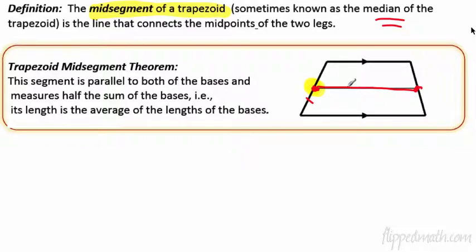Well, here's what we know about the mid-segment. Let's look at it first and see if we can figure it out. This mid-segment is a little bit longer than the small base and a little bit shorter than the longer base. It's right in the middle. In fact, it is the average size of these two bases. If you find the average of the bases, that'll tell you the length of the mid-segment. So here's what the theorem is. The segment is also parallel to the bases, and the important part is it measures half the sum of the bases. So if I add the two bases and divide by 2, I get the mid-segment.